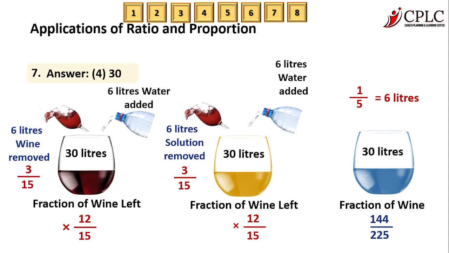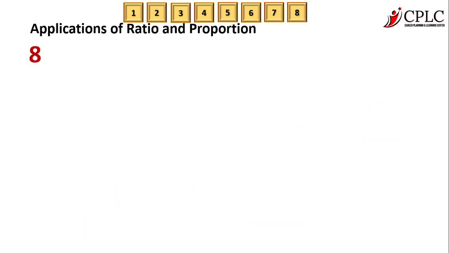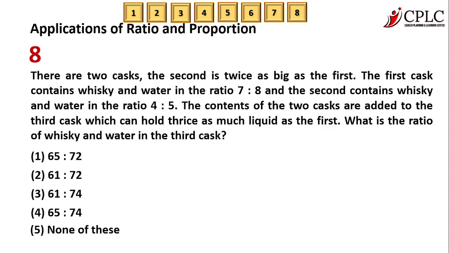Now let's do the next one, which says there are two casks. The second is twice as big as the first one, and the first cask contains whiskey and water in the ratio 7 is to 8. The second contains whiskey and water in the ratio 4 is to 5, and the contents of the two casks are added to the third cask, which can hold thrice as much liquid. Then what is the ratio of whiskey and water in the third cask?